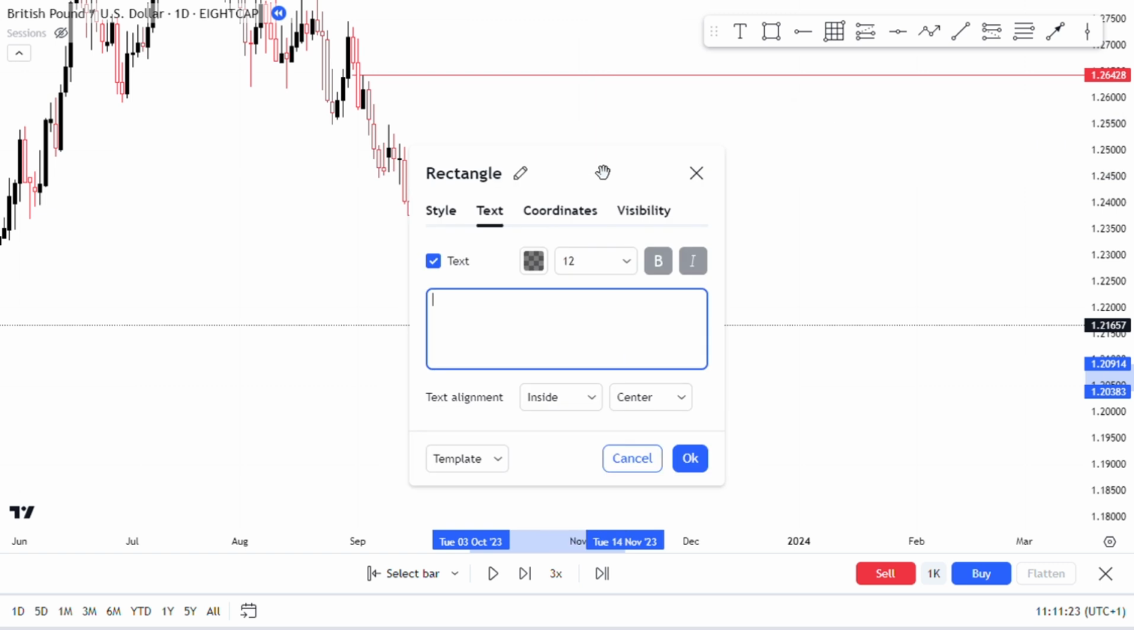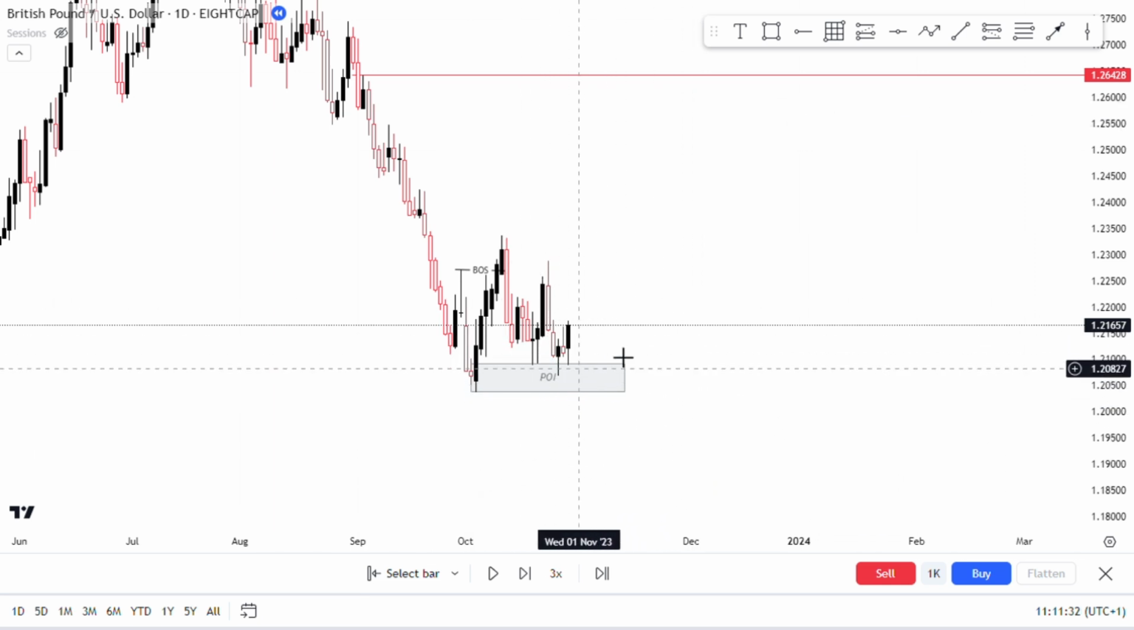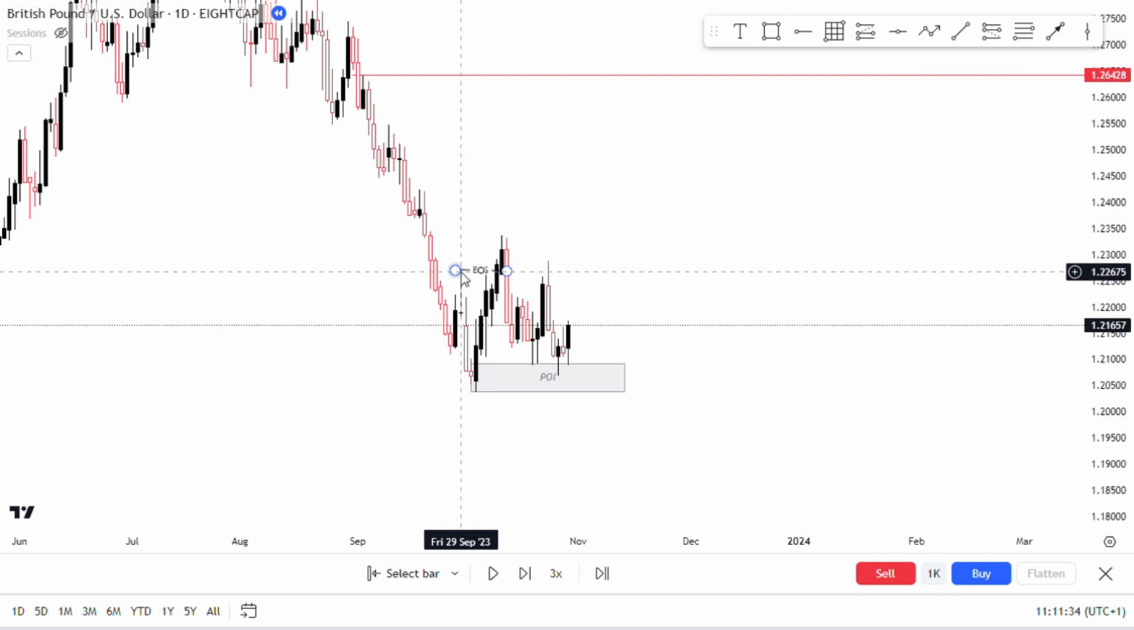So you're going to write POI, our point of interest. So we're expecting price to get into this particular POI. Once price gets into this POI, we start to analyze the market, expecting the same thing that happened here, like a break of structure that we have here.